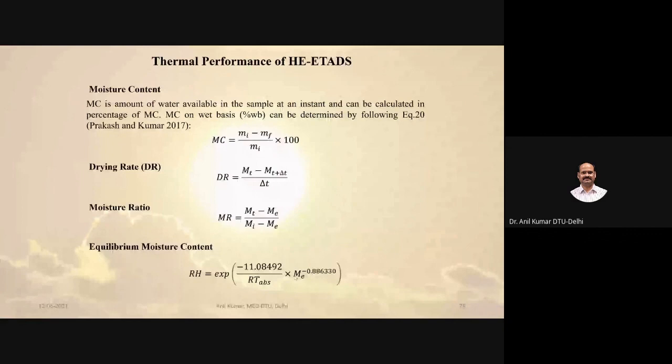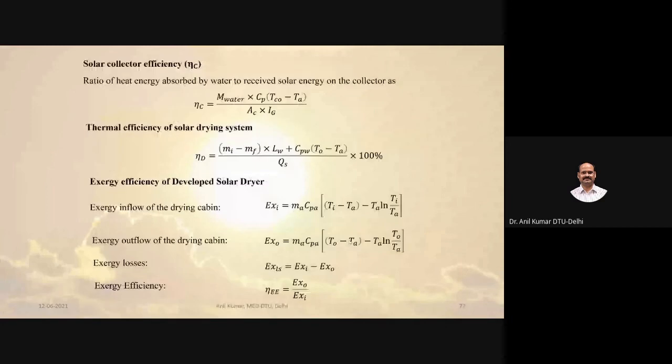So this is the equilibrium moisture content, T is the absolute temperature, and R is the gas constant. And as an exercise, we can find the solar collector efficiency easily with the help of the mass flow rate, the Cp, the temperature difference of the outlet and inlet water, and the total solar energy supply over there.